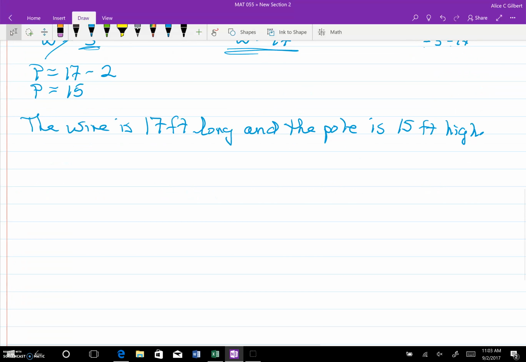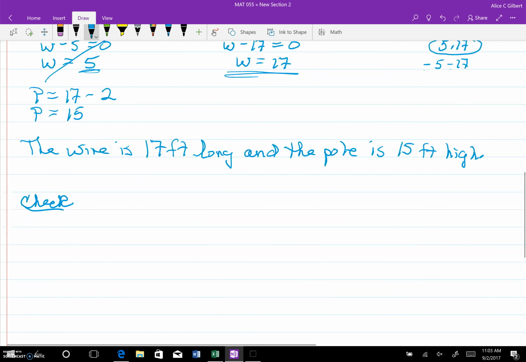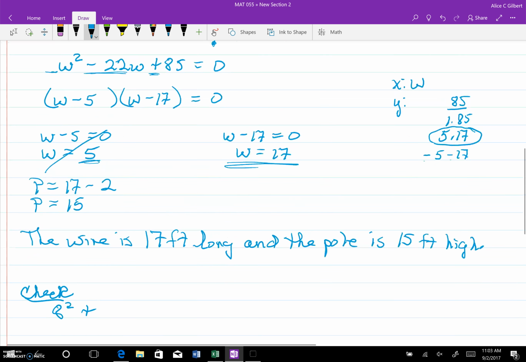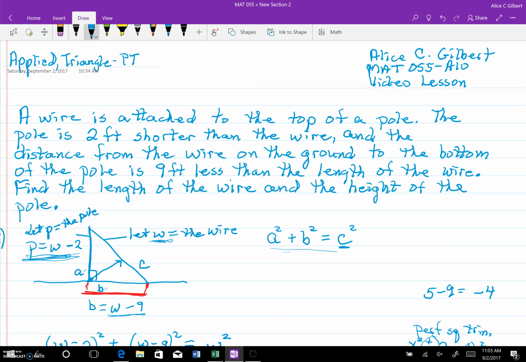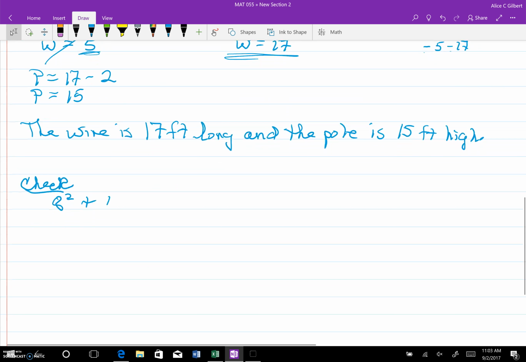Now, I got 30 seconds. Let's see if I can check this real quick. So, a squared, I need to figure out what this is. So, 17 minus 9 is 8. So, 8 squared plus b squared, that's this one. Oh, this was 15. So 15 squared equals 17 squared. So 8 squared is 64. That's 225. 17 squared is 289. And I think my time is up.